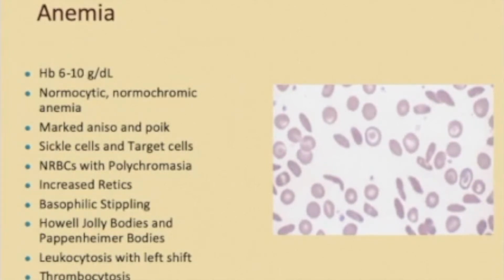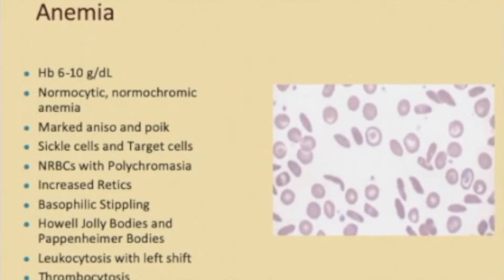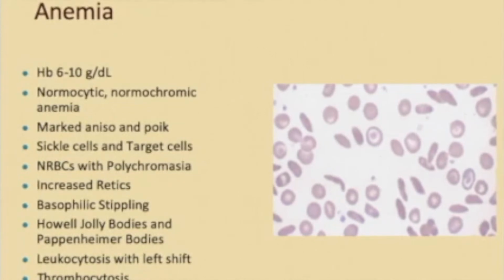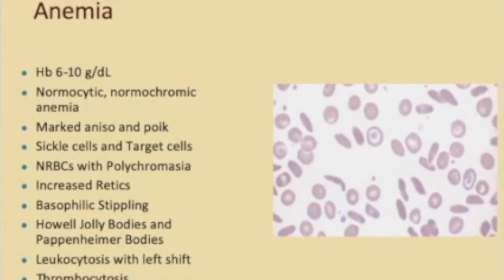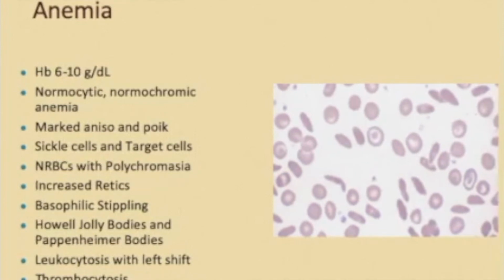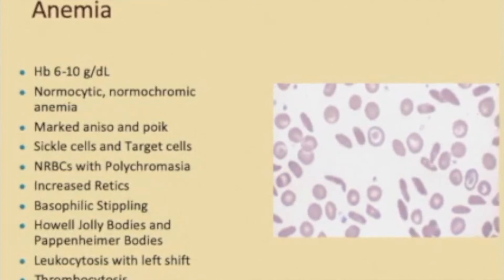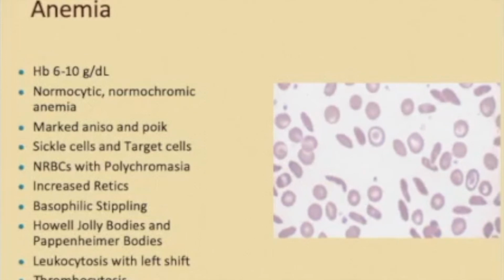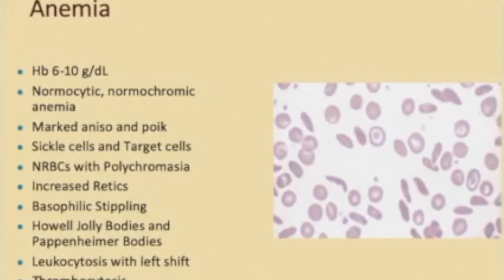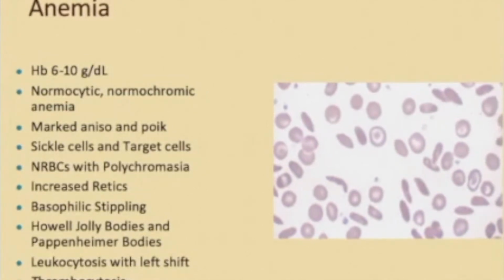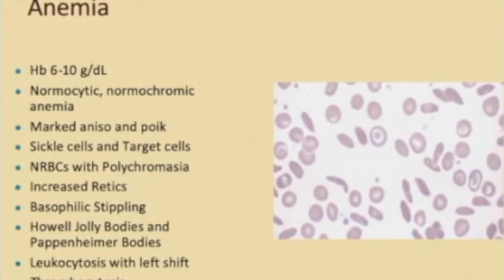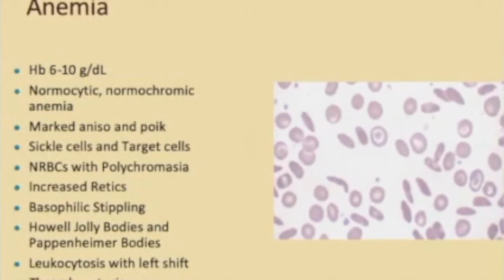Sickle cells and target cells, nucleated red blood cells, and polychromasia, when we're looking at it in a differential picture. Increased reticulocytes, basophilic stippling, Howell-Jolly bodies, and Pappenheimer bodies, and definitely we're going to see a leukocytosis. And again, remember, what is leukocytosis? It's an increase in the white blood cell count with the left shift. And then we're also going to notice a thrombocytosis with that as well.